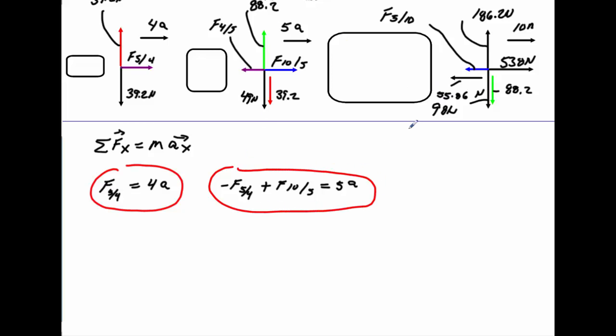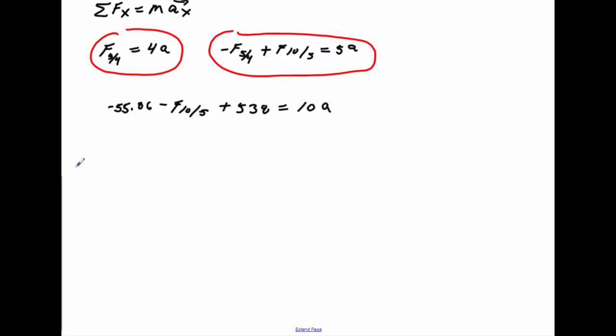We go to our third equation. We're going to have our friction, which is minus 55.86. Now we have the F of the 5 pushing onto the 10, so we'll just make it the 10 onto the 5, just so we don't get these confused, because again, they are the same magnitude. And we have 538 going to the right, which must equal 10a.